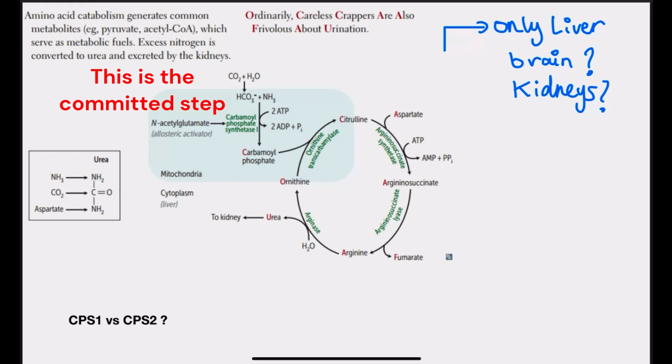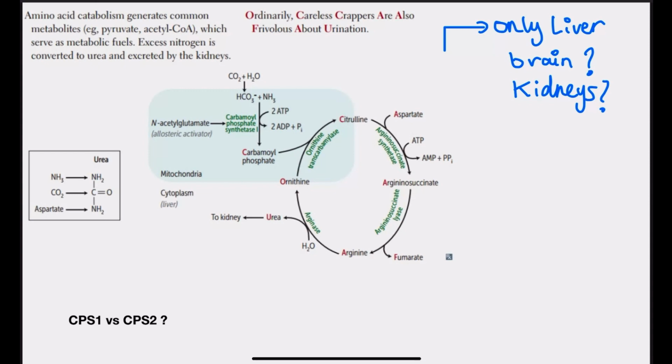So CPS1 has an allosteric activator, which is very important to denote. N-acetylglutamate is important because it reflects high protein levels. So a person with a high protein diet would have high levels of urea. Why is that? Because in part we have high N-acetylglutamate, which allosterically activates carbamoyl phosphate synthetase 1.